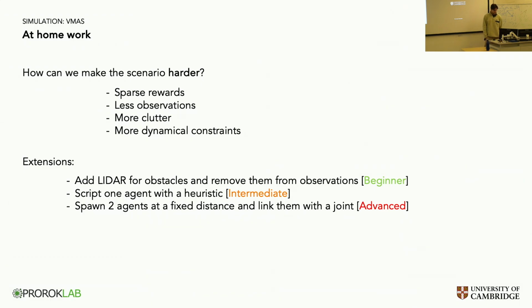And the very advanced extension would be to spawn two agents at a fixed distance and link them with a physical joint. Now they will have to travel together and avoid collisions in this n-body shape. Very hard to implement and very hard to train. So this is advanced.